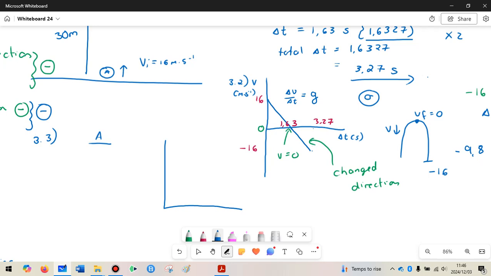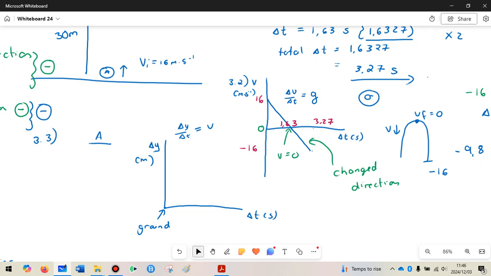So on a displacement time graph, we are showing the motion of the object, but the ground is the 0 reference. In other words, that line there is the ground. In other words, the person who's drawing the graph is standing on the ground and looking at this whole motion. So the ball starts on the ground. Now, the gradient of a displacement time graph gives me my velocity.